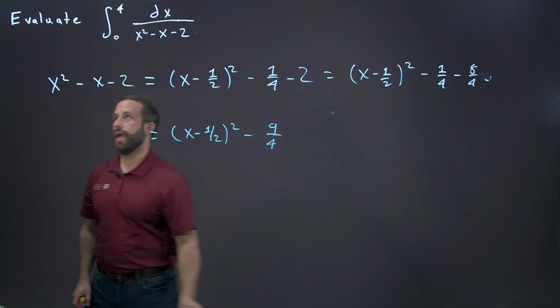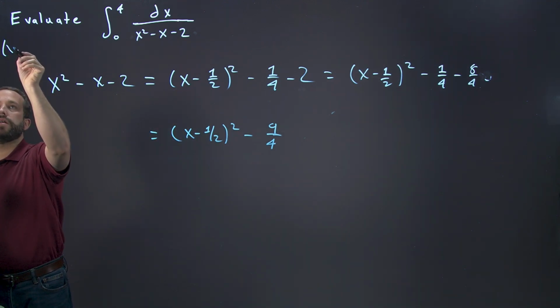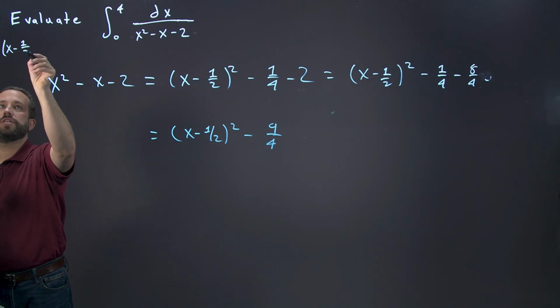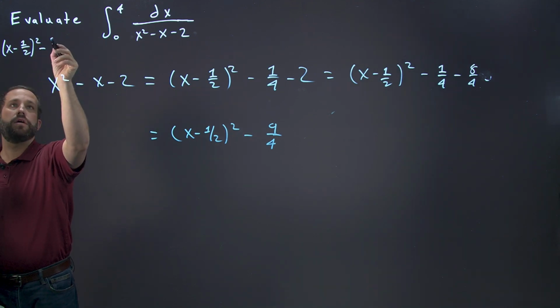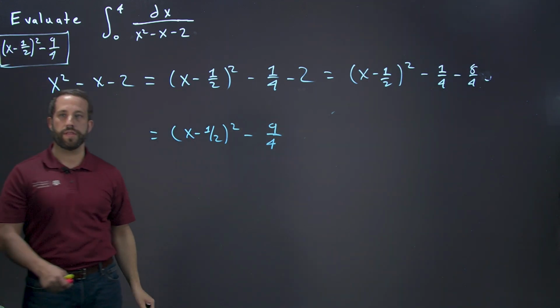Okay, and I'm going to record this information for just a moment because I think I might try to do this problem multiple ways. So this is (x minus 1/2) squared minus 9 over 4. So I'm just saving this for later. Okay, so ignore that for now.